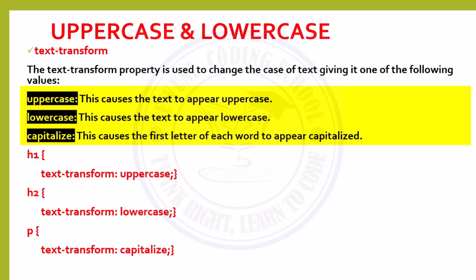So when you use uppercase, it causes the text to appear in uppercase or in block letters. Lowercase causes the text to appear in lowercase or in small letters. Capitalize also causes the first letter of each word to appear in block. This is an example. We are going to do it in our text editor.